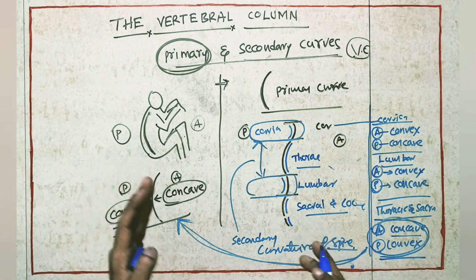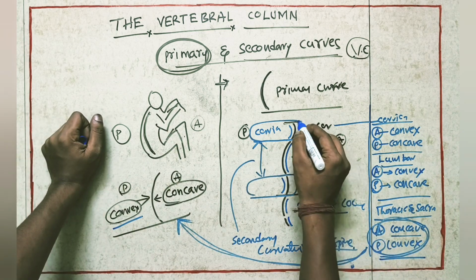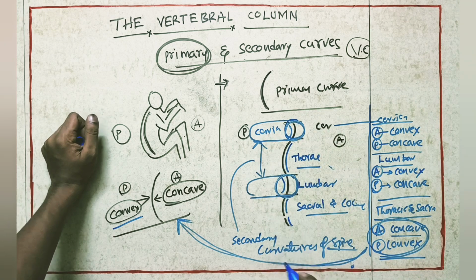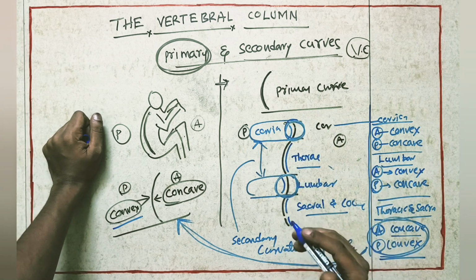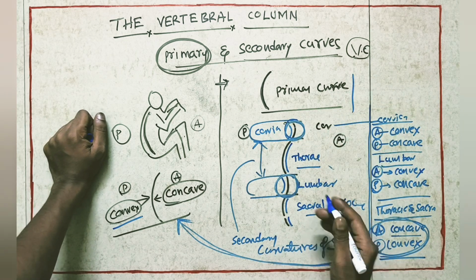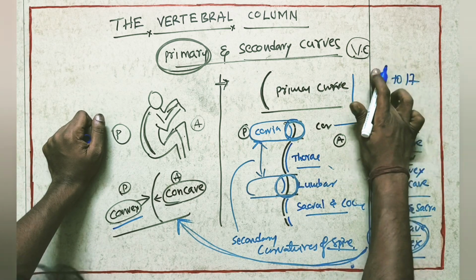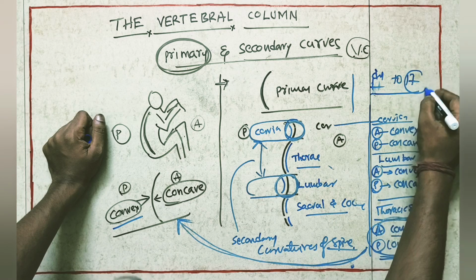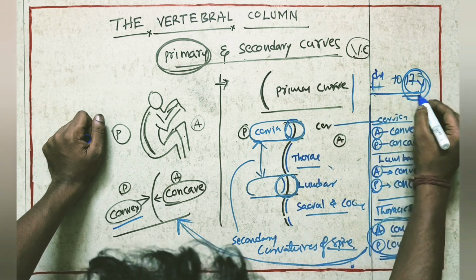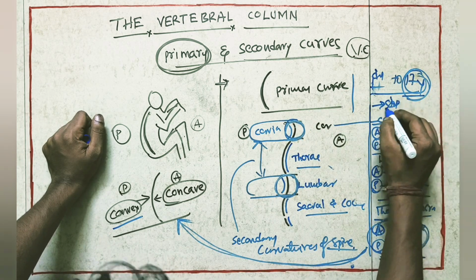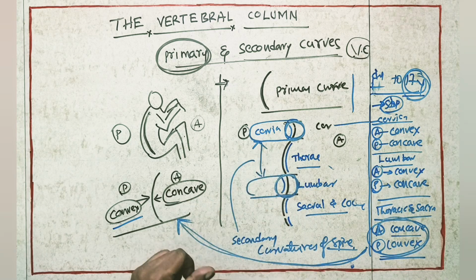So the point is, when the child is growing, the secondary curvatures will develop at the cervical region and lumbar region. These curves are nothing but the secondary curvatures of the spine. Up to what age will the curves develop? From the first day of life up to 17 years the curvatures may develop. After that the development will stop. This is about the curvatures of the spine.